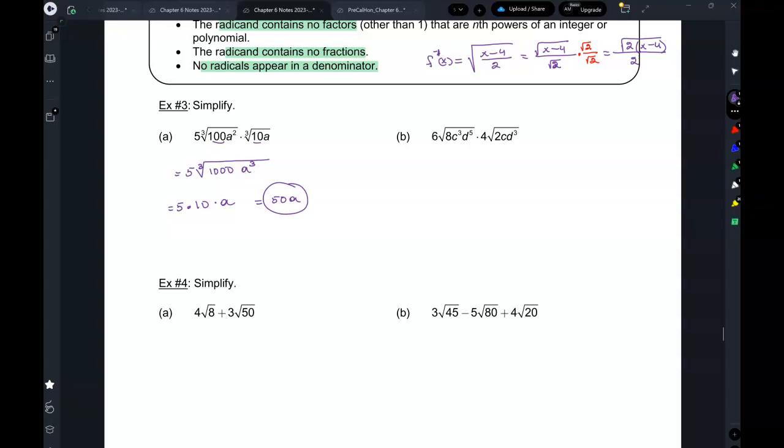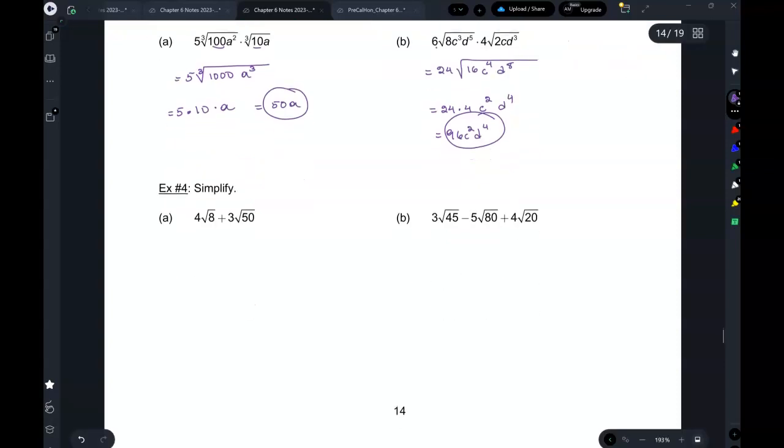Here, this is 6 times 4, 24. And in the square root, I have 8 times 2, 16, c to the 4, d to the 8. This is 24 times 4, c squared, d to the 4, no need for absolute value. So I got 96 c squared d to the 4. Fabulous.